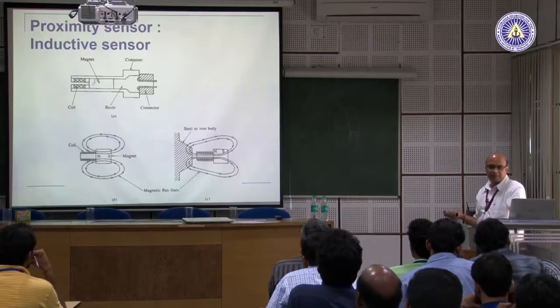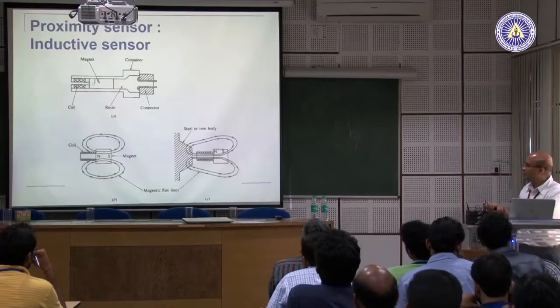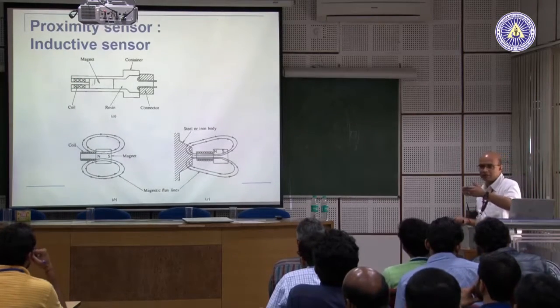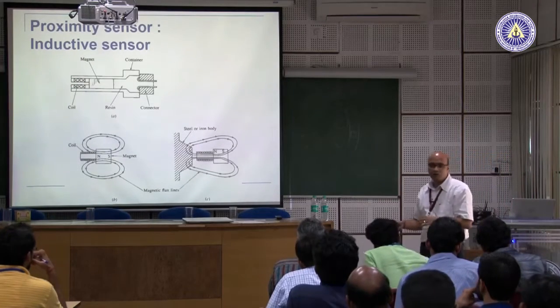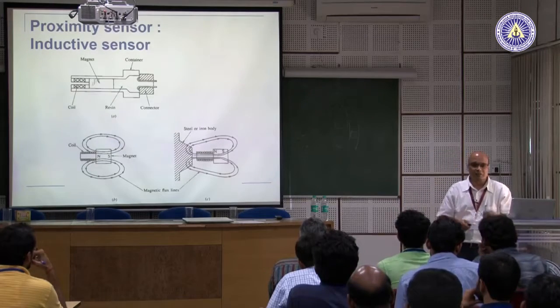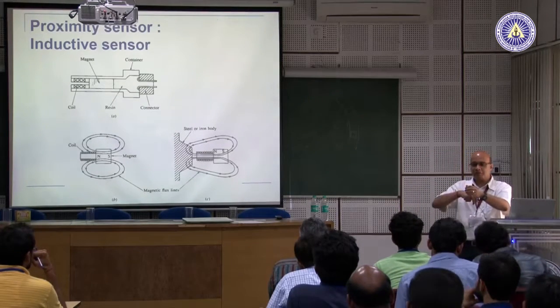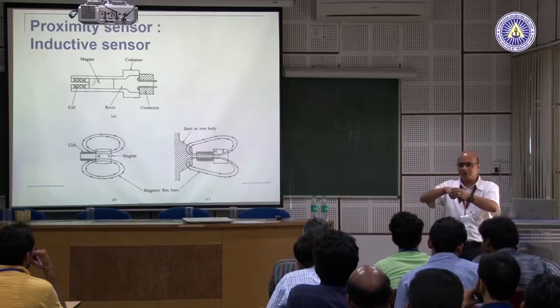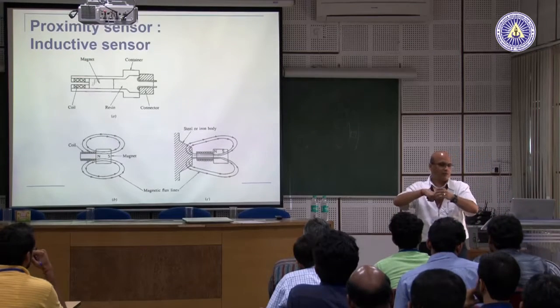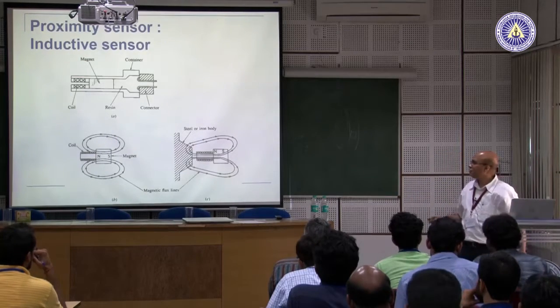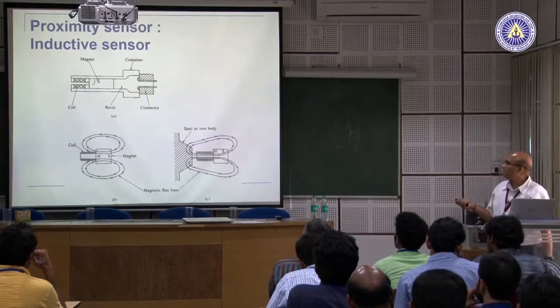So, proximity sensors are essentially for checking the nearness to an object. For example, if a mobile robot is moving or you have a robot in an industry which is picking up a part, we must know when the part has come. The robot must be informed that the part has come. So, there has to be some sensor which is checking it. Such sensors are called proximity sensors or inductive sensors.